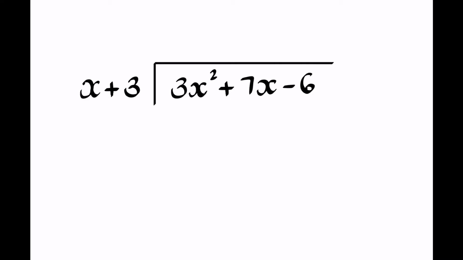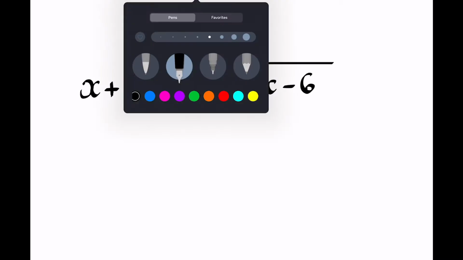So we have our little long division stick, and we're just going to set it out basically the exact same way. So if I have 3x squared plus 7x minus 6 divided by x plus 3. So underneath my long division stick, I have a trinomial. And then outside my long division stick, I'm dividing it by x plus 3. So the process that we're going to follow is very, very simple.